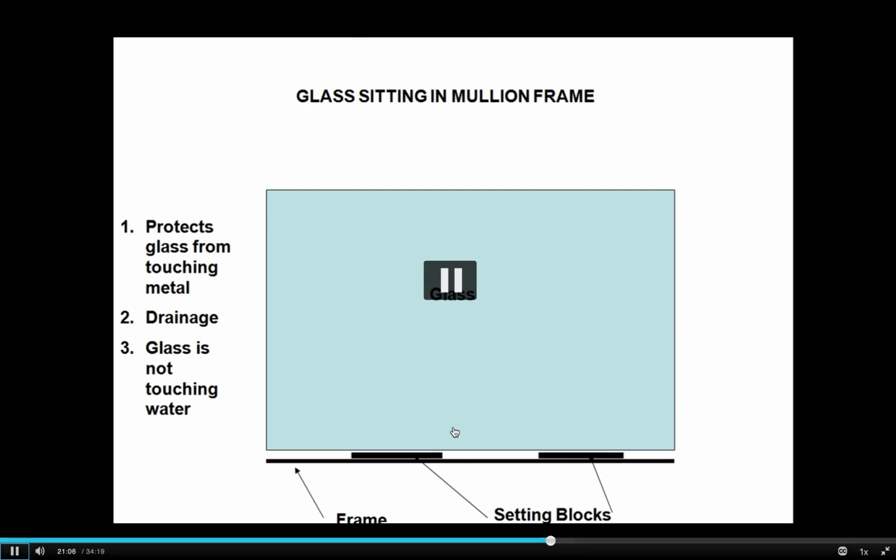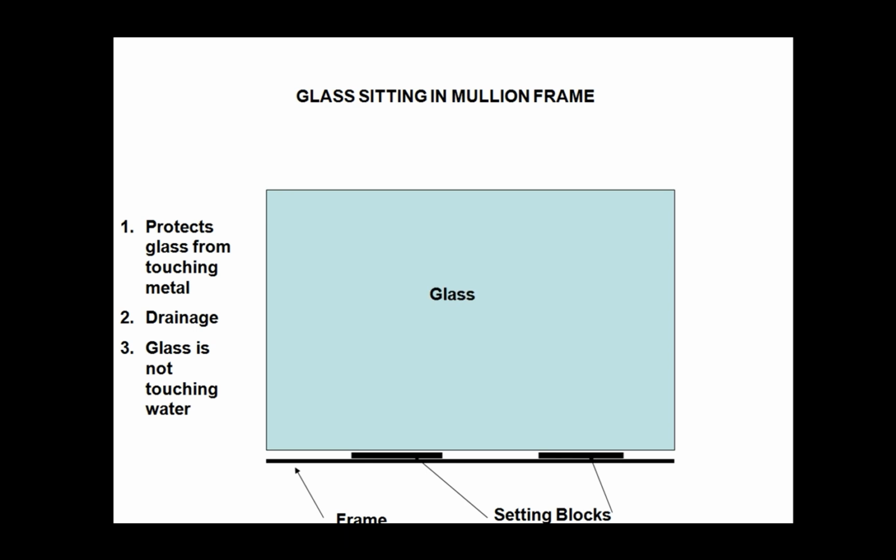Alright, so again, here's the front view of glass sitting in a mullion frame. The glass gets set on blocks. Within the mullion, what you would see if it wasn't cut away here is that the mullion actually extends up over the glass, but the setting blocks are there. It prevents the glass from actually touching the metal, and then it forms a section for drainage and weeps.